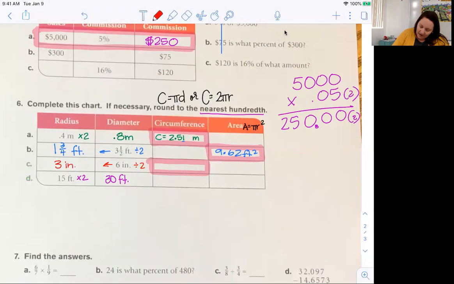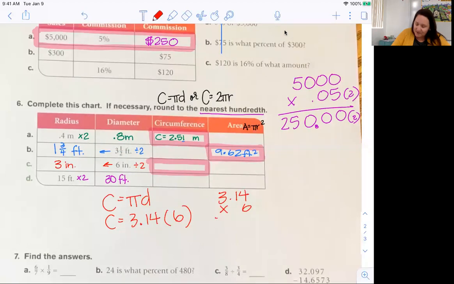Let's see. We have circumference equals pi times diameter. Because we have diameter, we're going to use it. Circumference equals 3.14 times 6. Because that's our diameter, right? 3.14 times 6. We've done this so many times, some of you guys might have it memorized. What does circumference equal? Equals 18.84 inches.